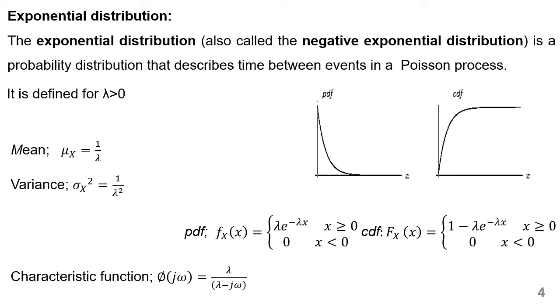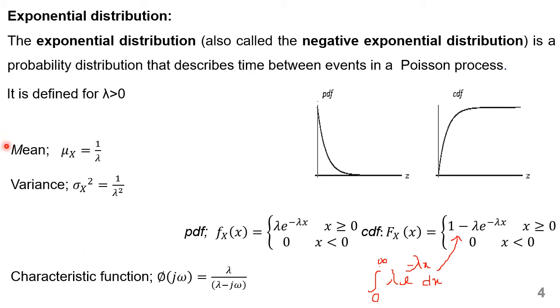And the CDF can be computed by integrating the PDF function between the limits 0 to infinity. So the PDF function is lambda into e to the power minus lambda x dx. When you integrate this, you get 1 minus e to the power minus lambda x for all values of x greater than or equal to 0, and it is 0 for x less than 0.